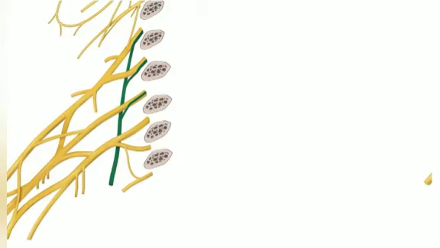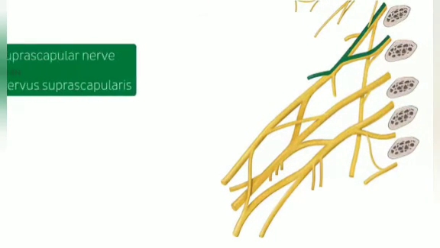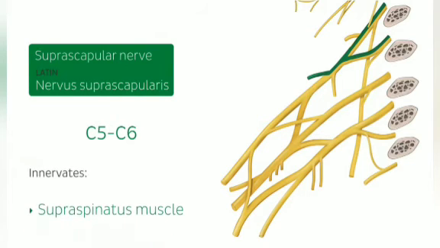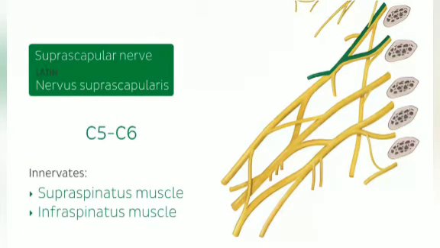The next nerve we'll talk about is the suprascapular nerve, which arises from the superior trunk. It passes laterally through the posterior triangle of the neck and enters the posterior scapular region. As we can see in this illustration, it carries fibres from the 5th and 6th cervical spinal nerves, C5 to C6. It innervates both the supraspinatus muscle and the infraspinatus muscle.